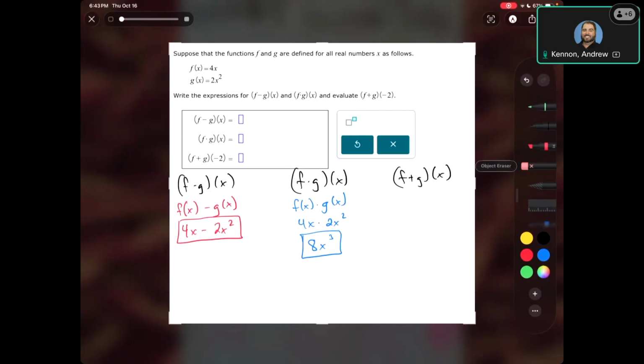This one over here would be, well, that's not a 2, is it? That's a -2. There's like 2 different ways you can do this. The way that I would still do it, I think, is f of -2 plus g of -2. So f of -2 would be 4 times -2, which is -8. g of -2 would be 2 times -2 squared, which would be +8. So my answer here would be 0. So you plug in the -2 to f, you plug in the -2 to g, and then you add them together.